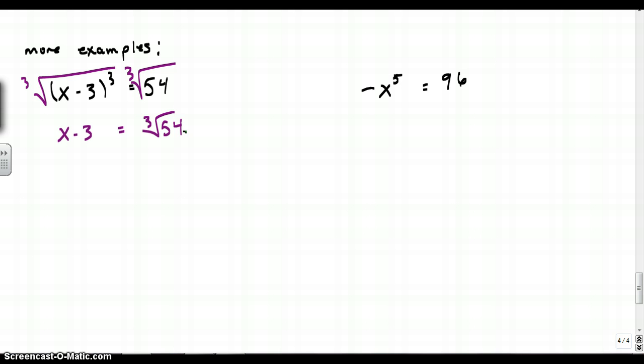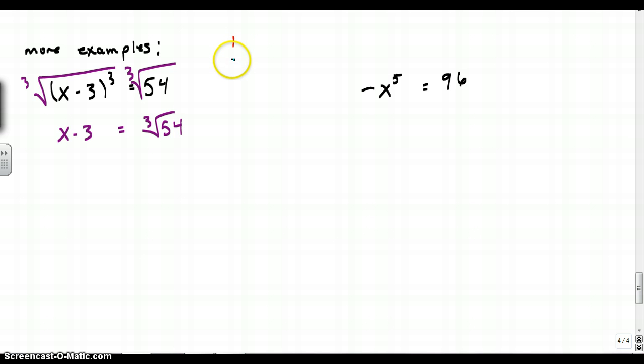So the cube root of 54 might not look like it can simplify. But just like simplifying square roots with radicals, we look for a perfect square factor. I'm sorry, not a perfect square. We look for a factor of 54 this time that's a perfect cube. And if you forget what your perfect cubes are, you only really need to know the first 5.